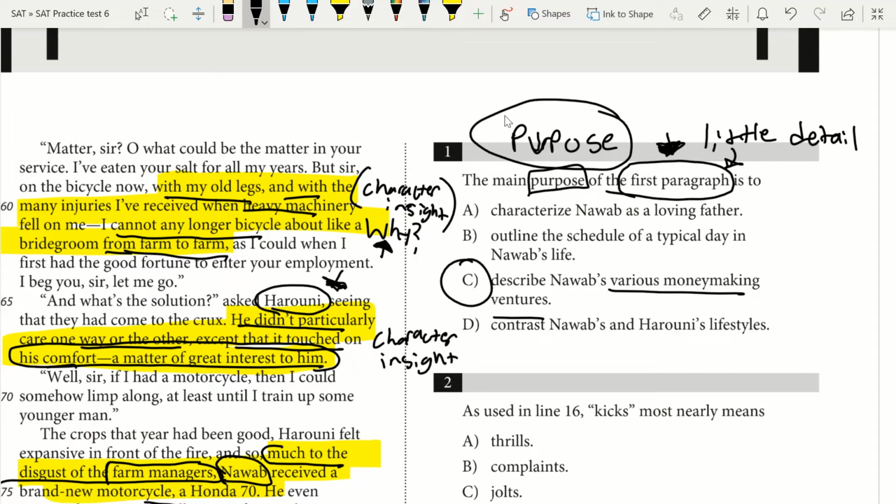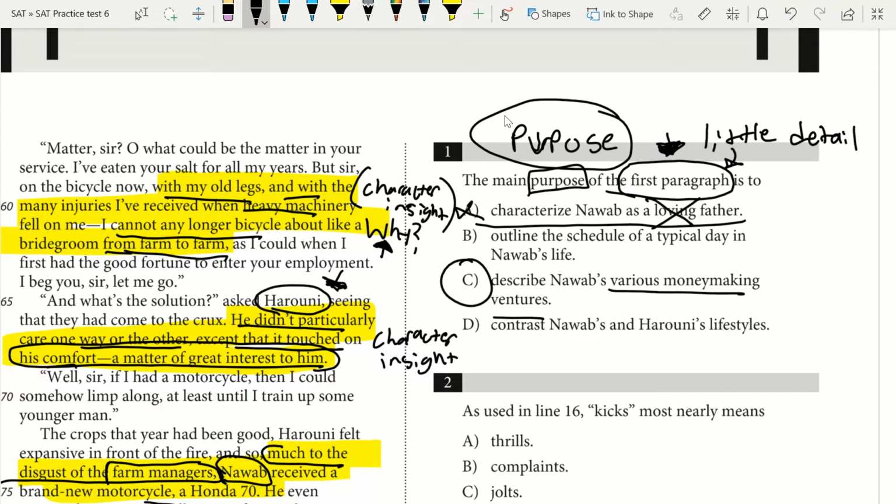There were more than 3. There were so many, it took up most of that paragraph. Okay, A right here, characterizing Nawab as a loving father. We never really determine whether or not he's loving. We know that he provides for his family and takes that very seriously, but we'd be focusing too much on lines 1 through 4 if we were to say A is the correct answer.